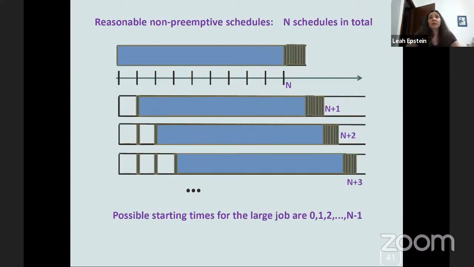If you're doing non-preemptive, you're once again in trouble. You can't stop the large job. So there are n schedules that are reasonable. You can start with the large job and delay everything for later. This is the top schedule. Or you can let one tiny job run, then run the large job, and then the remaining small ones. Or you can do 2 of them and so on. And these are the only reasonable schedules because you don't want to introduce idle time for nothing.